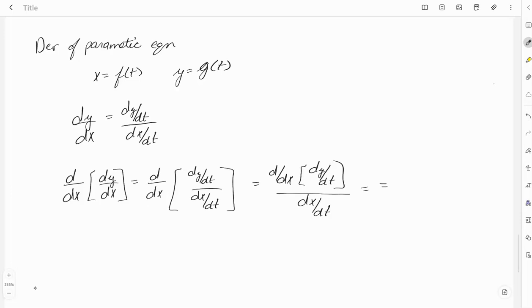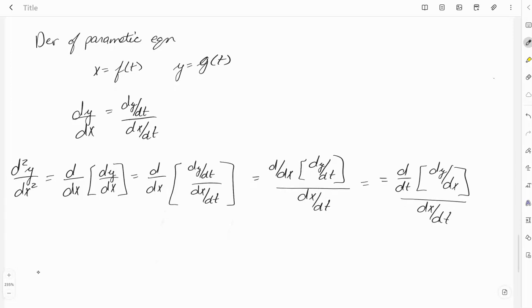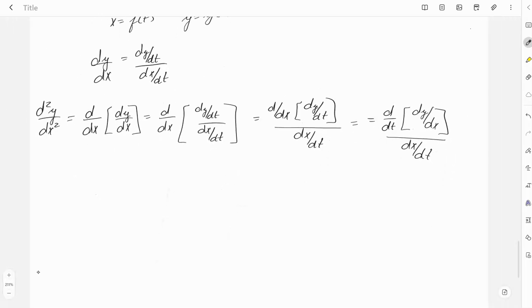And then we could manipulate this so that this is d over dt times dy over dx over dx over dt. And that gives us a formula to find that second derivative. That second derivative can be written that way. So let's look at an example where we can apply that.